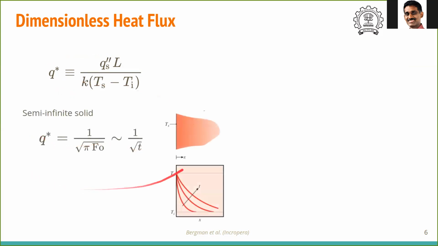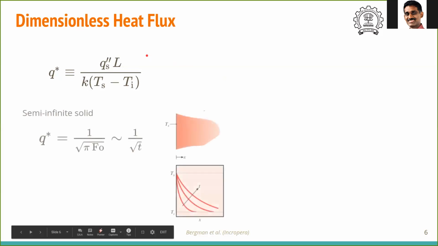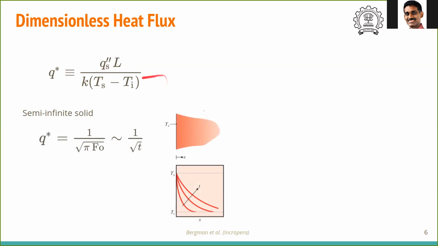So consider as an example a semi-infinite solid. If you solve those equations which were given here for the semi-infinite solid wall, we can substitute values for Qs double prime there, and these are all constants which you can divide out. So you will get the solution to be 1 by square root of Fourier number. Remember, Fourier number goes as time. So the Q star goes as 1 by square root of time.